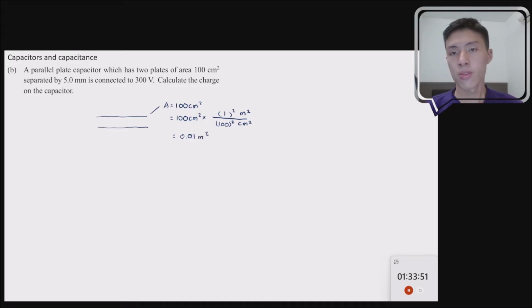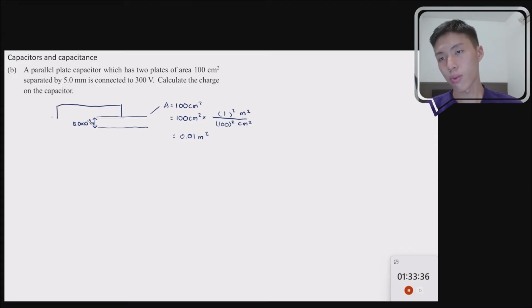Okay, so this is the area, then it's separated by 5 mm, so 5 mm is 5.0 times 10 to the power negative 3 meter, and this capacitor here is connected to a 300 volt battery power supply.